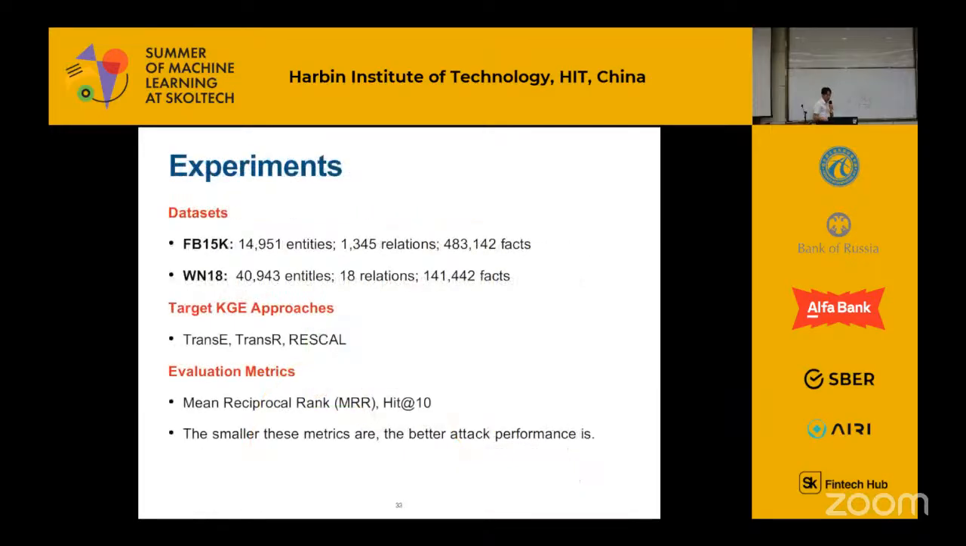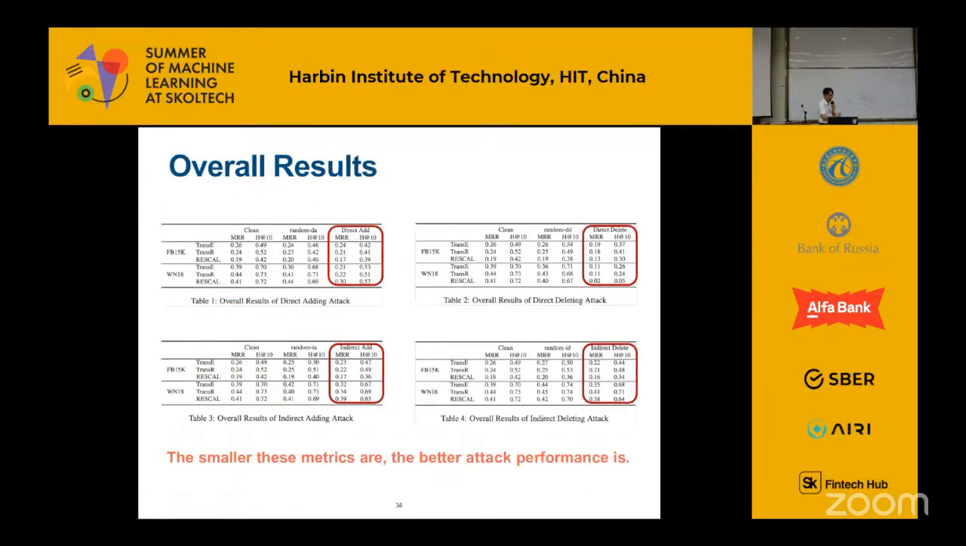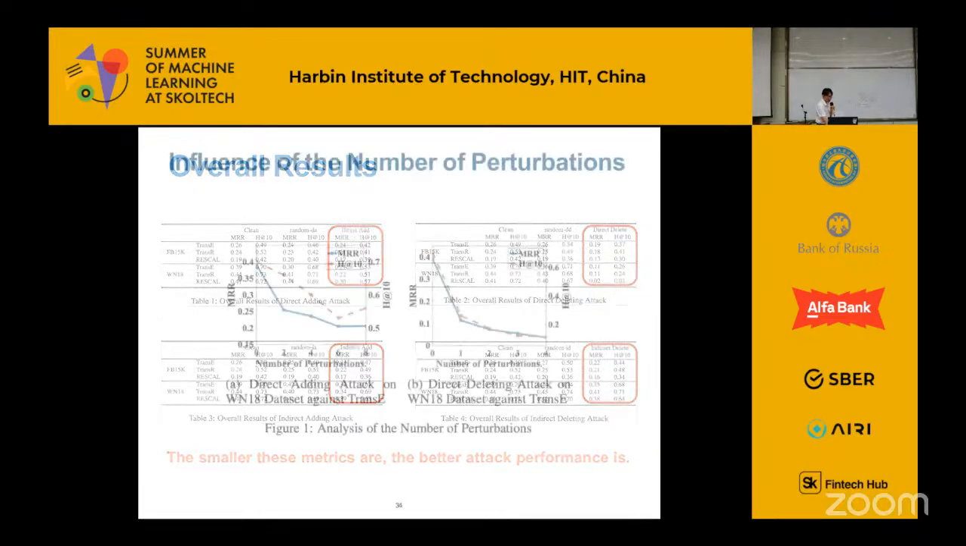And let's see some of the experiments. We take the experiments on the FB15K and the WN18 datasets, using some notable target KGE methods such as TransE, TransR, and RESCAL. And we use the MRR and Hits@10 as the attack metrics. And the smaller these metrics are, the better the attack performance is. And we can see overall, the result works very well, especially for the RESCAL embedding method on the WN18 dataset.